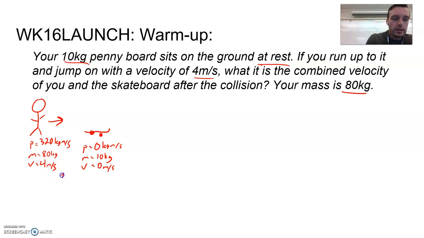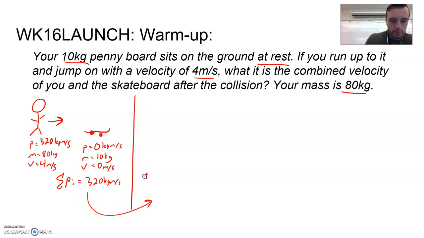The big idea from last week is that the total momentum, that's sigma, before a collision, the I meaning initial, is 320 kilogram meters per second. And the rule is that the total momentum before a collision must be equal to the total momentum after a collision. That's always true. It doesn't matter what kind of collision you have. We'll talk about those today. But momentum is always conserved in our system here.